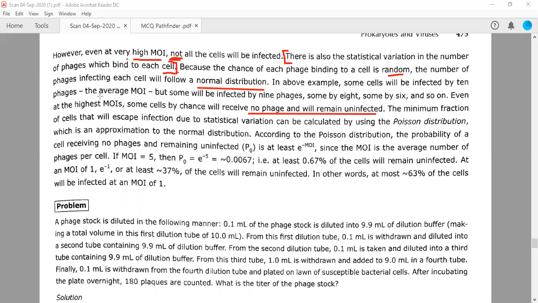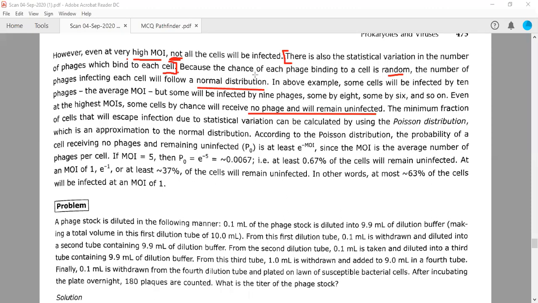Oh, sorry, I skipped one line actually. So by 10 phages, the average multiplicity of infection, but some will be infected by 9, some by 8, some by 6, some by 5, and so on. So each time, the number of viral particles which are going to infect a single bacterial cell or the host cell will vary, and it will be completely a normal distribution.